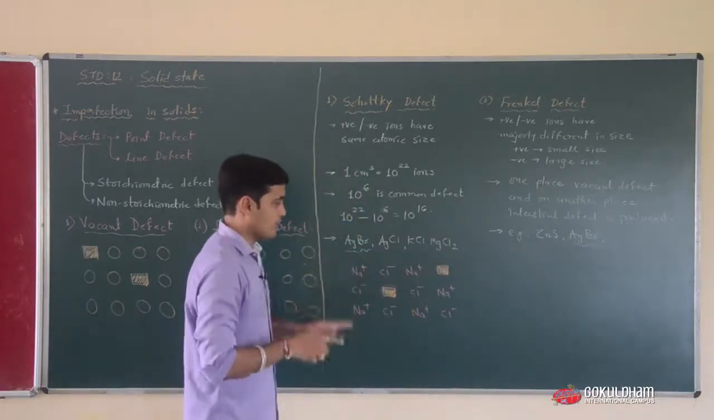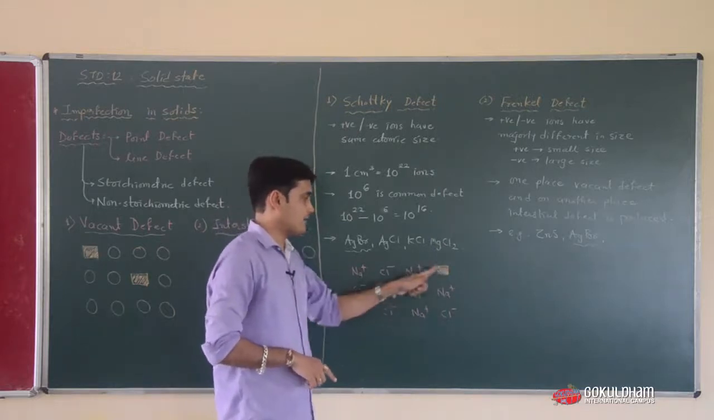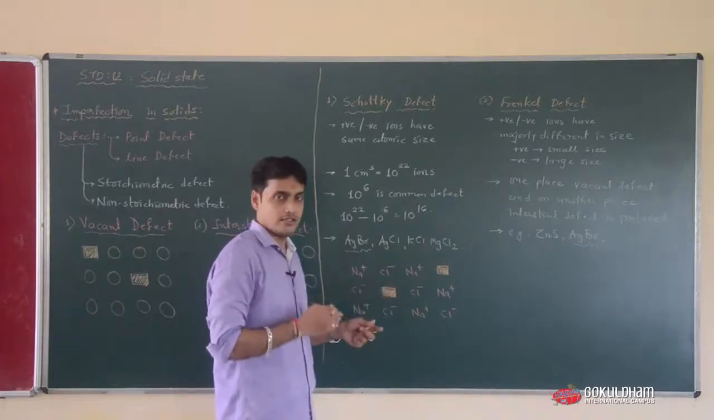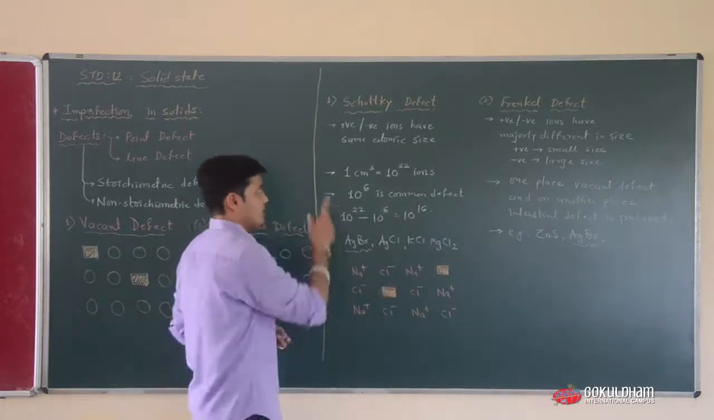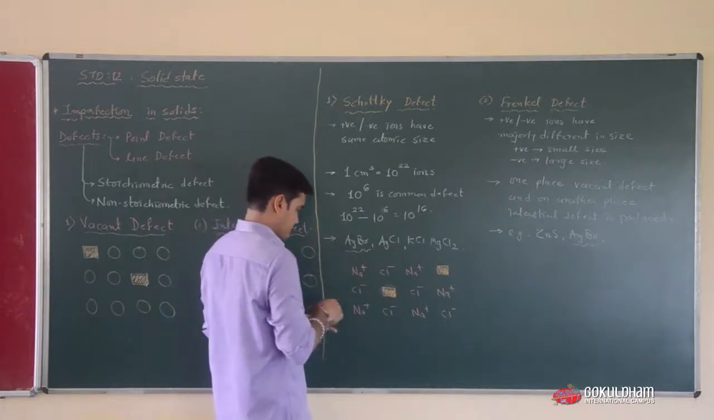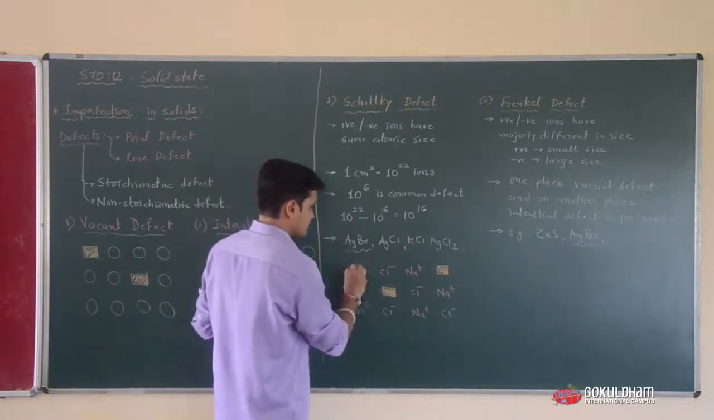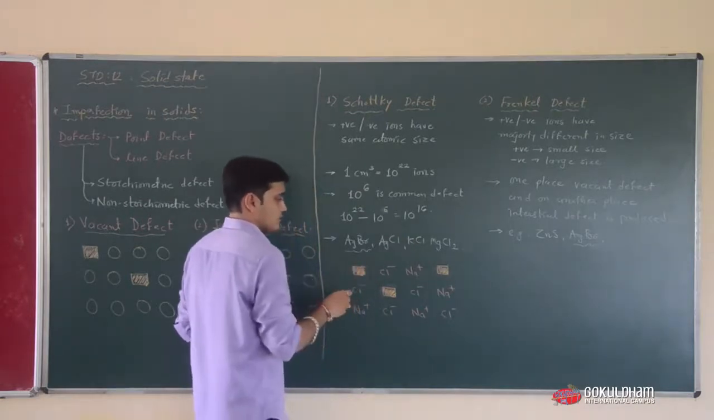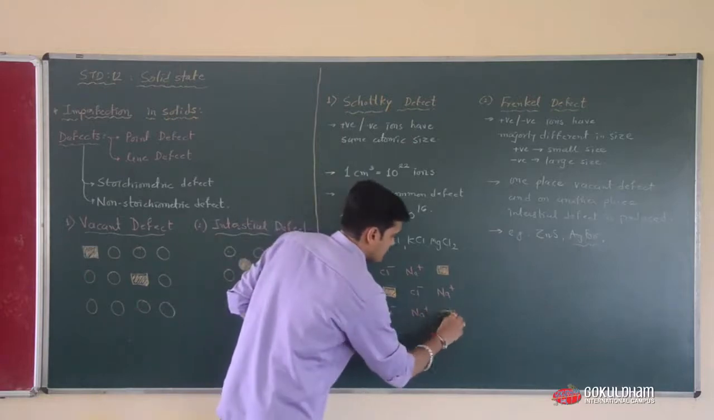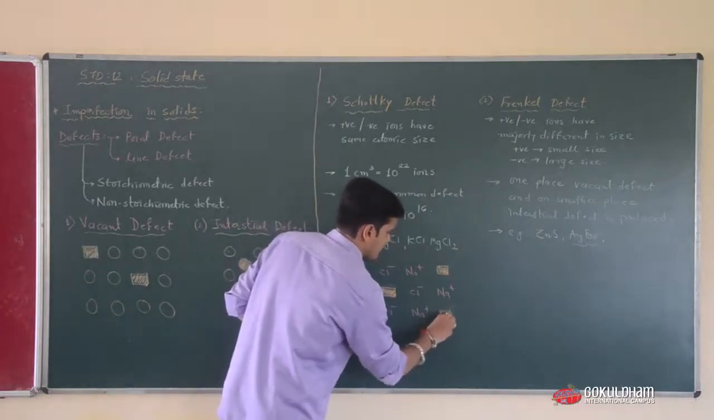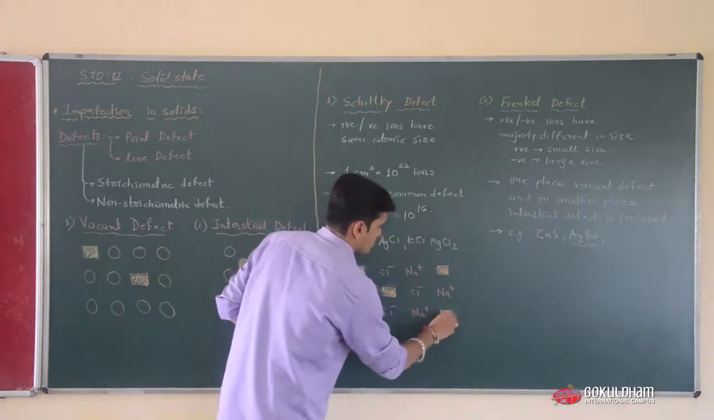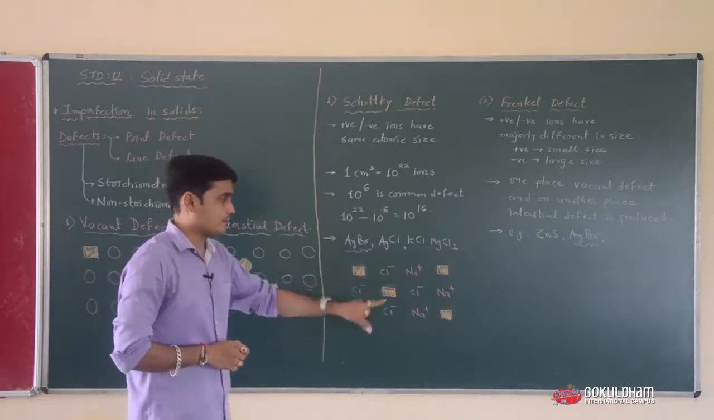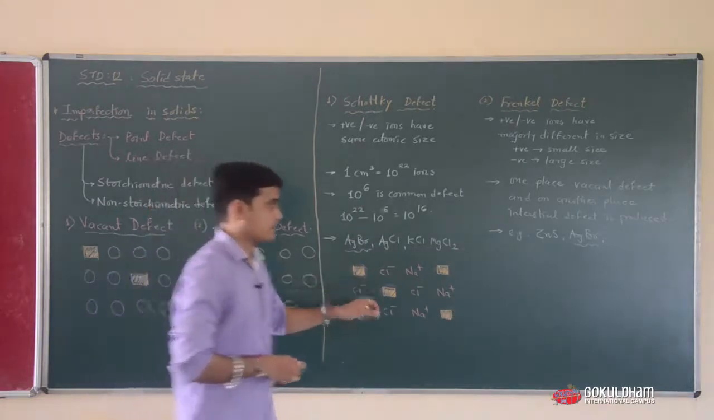So there is always the presence of an even number of vacant sites. You can see 2 sites, 4 sites, 6 sites, 8 sites in a Schottky defect. Suppose this Na+ goes out from the crystal, so another Cl- will leave its own place from somewhere in the crystal lattice. So this is the example of Schottky defect.